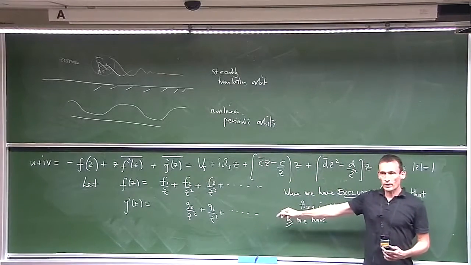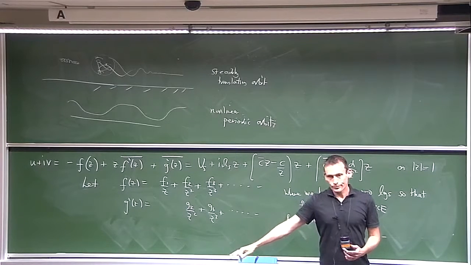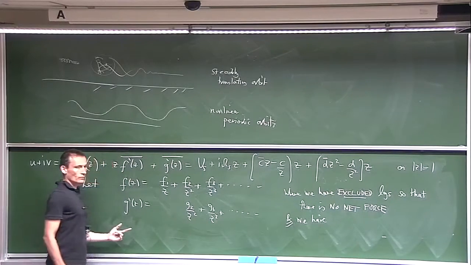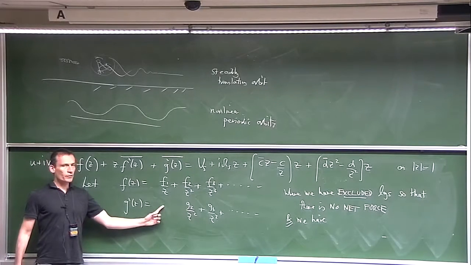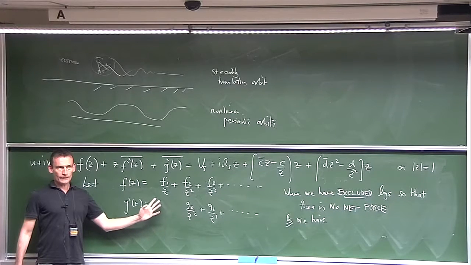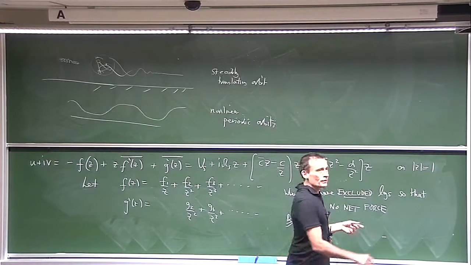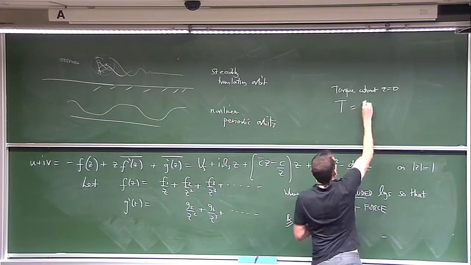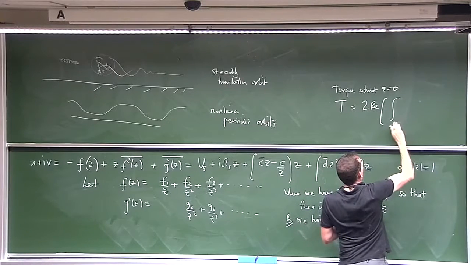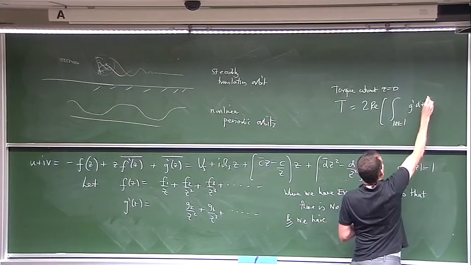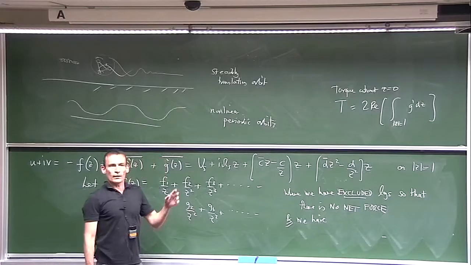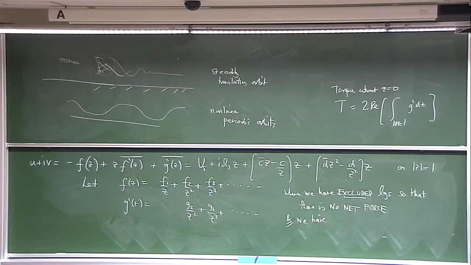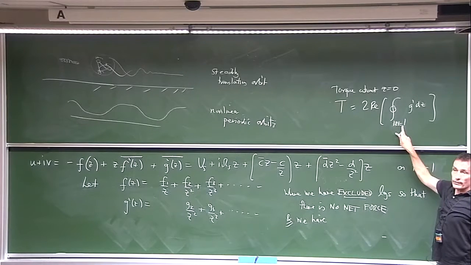You noticed something strange about my G prime expression? I've missed out the 1 over Z term. And I did that because if you look back at your notes, I didn't derive it for you, but I told you to do it as an exercise, and this is the torque about the origin. In other words, if I wanted the torque about the origin here, you'd find that it would be 2 times the real part of the contour integral around the thing of G prime.